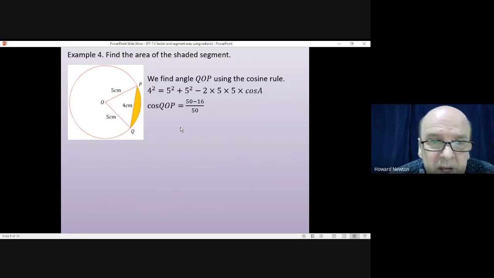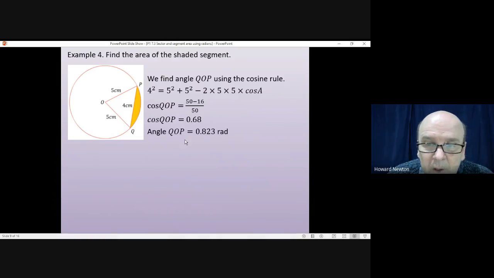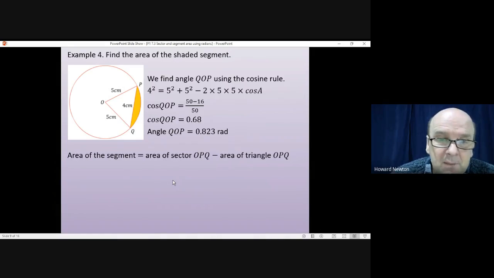That gives us the cosine of angle QOP is equal to 50 minus 16 over 50 when we rearrange this. That gives the cosine of QOP is equal to 0.68, which means this angle at the center here is equal to 0.823 radians. Now that we know that, then the area of the segment is the area of the whole sector.